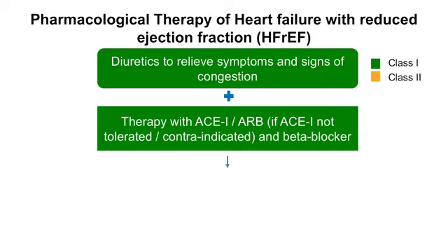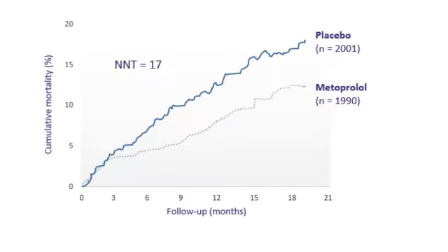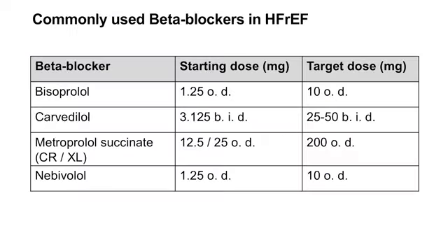What else can we do for our patients? The next step is to introduce beta blocker therapy. This is an example of a beta blocker. This data from a beta blocker trial shows you that you have to treat 17 patients to reduce one clinical event. Which beta blocker can be used in patients with heart failure and reduced ejection fraction? We have 4 different drugs with again very low starting doses and higher target doses.